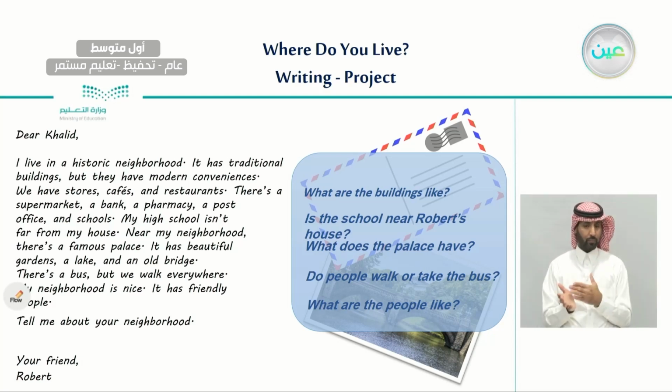And do people walk or take the bus in Robert's neighborhood? Let's read and find out. Robert says that there is a bus, but we walk everywhere. So they have a bus, but they don't use it. They prefer to walk. And the last one, what are the people like? In Robert's neighborhood, what are the people like? Robert says that it has friendly people. So the people in Robert's neighborhood are friendly, easygoing. That's why Robert likes his neighborhood.